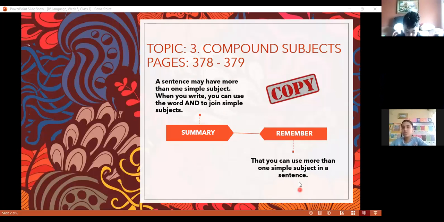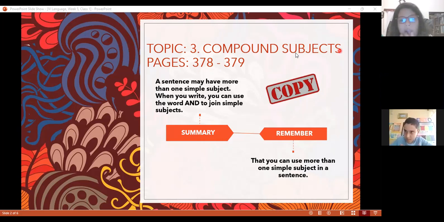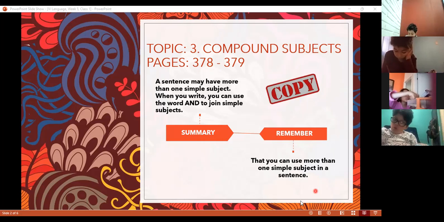Now, Lucia, help me to read what is the remember. You can use more than one simple subject in the sentence. Excellent. So copy the summary and the remember also. You can find this on page 378. If you have your book, you can find compound subjects there. Three minutes to copy this, class, in your notebook.